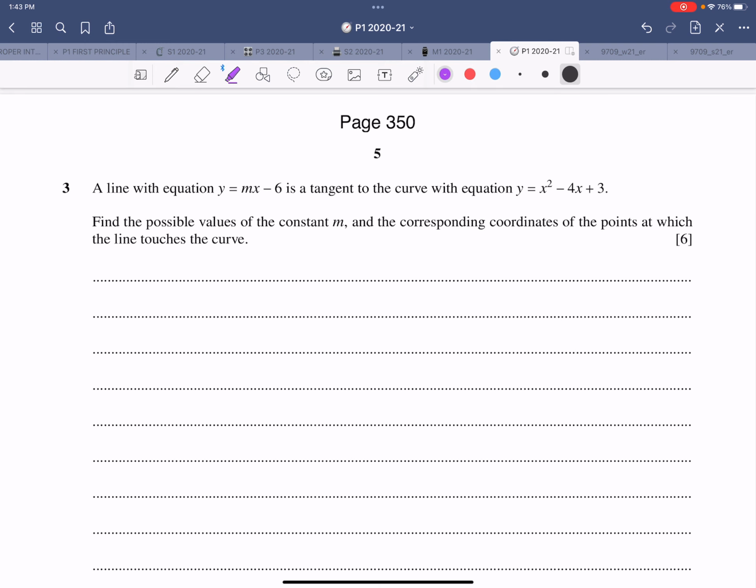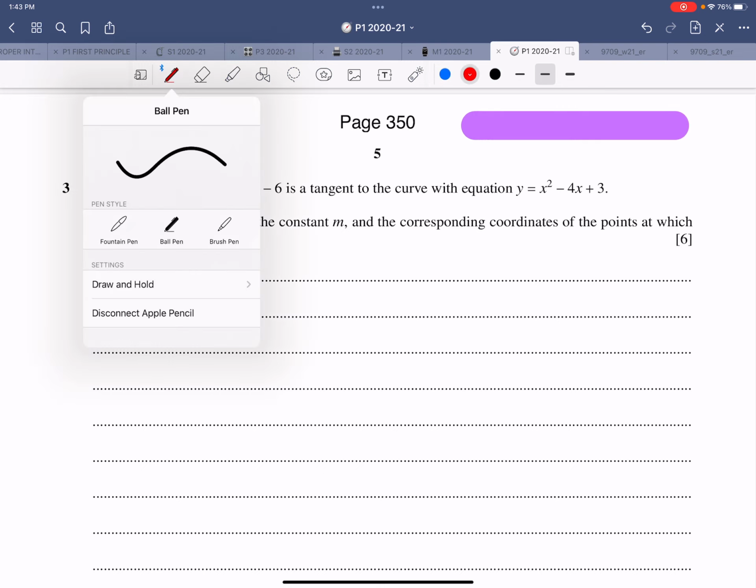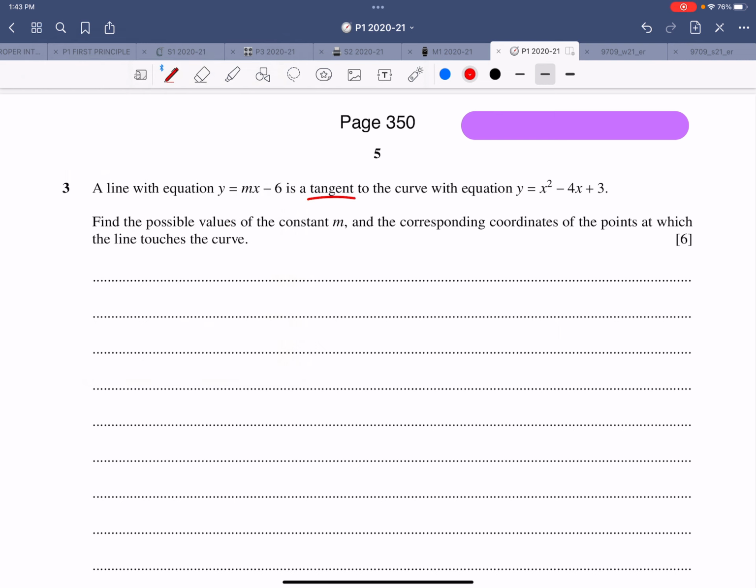What is this about? A line with equation is a tangent to the curve. So what is the equation of the line? y equals mx minus 6. What's the equation of the curve? y equals x squared minus 4x plus 3. Form a single equation. x squared minus 4x plus 3 equals mx minus 6.